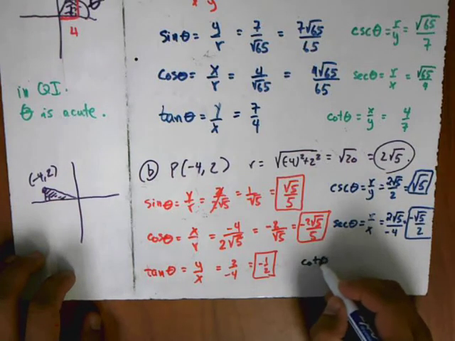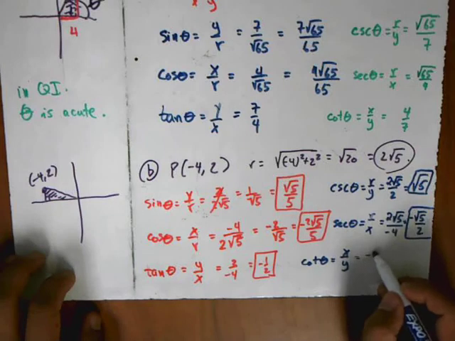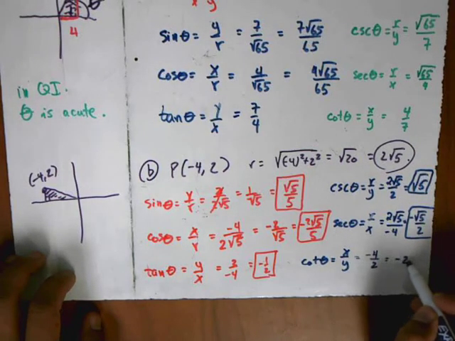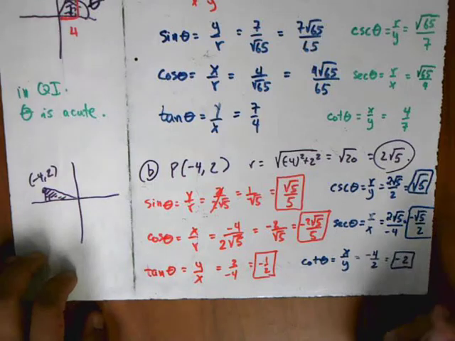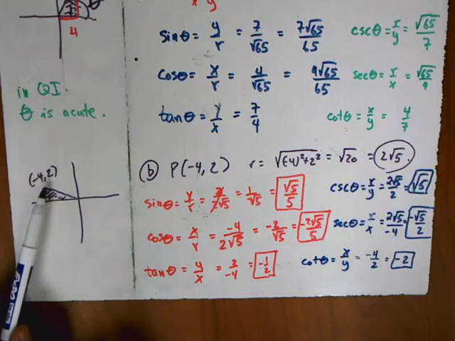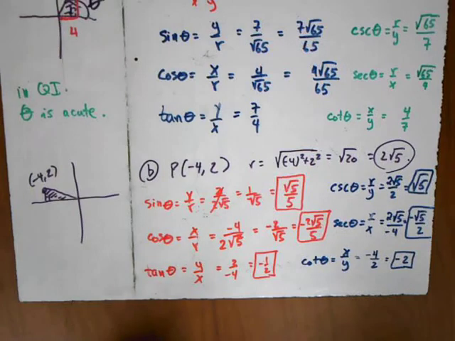And finally, cotangent is x over y. X is negative 4, y is 2, and this gives us negative 2 as our final answer. Once again, I want to point out that these definitions of trigonometric ratios are expressed in terms of the coordinates x, y, and only one distance, which is r, which is a different definition and slightly different concepts than what we've worked on before using triangles.